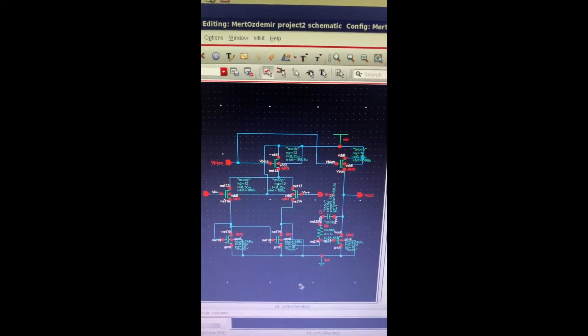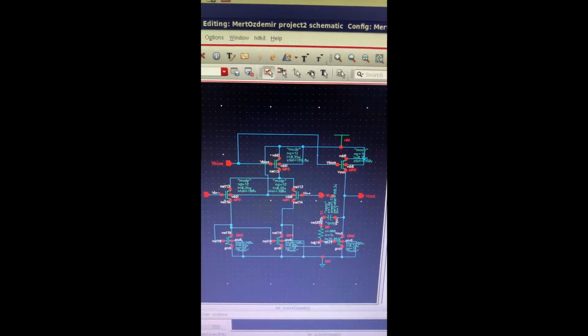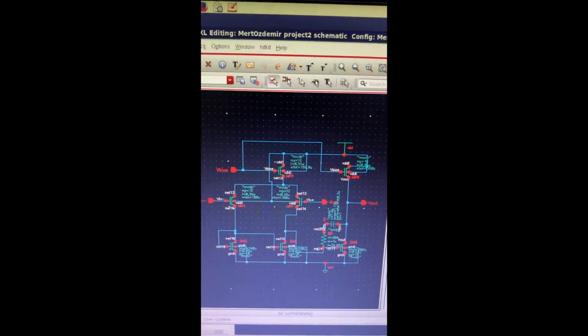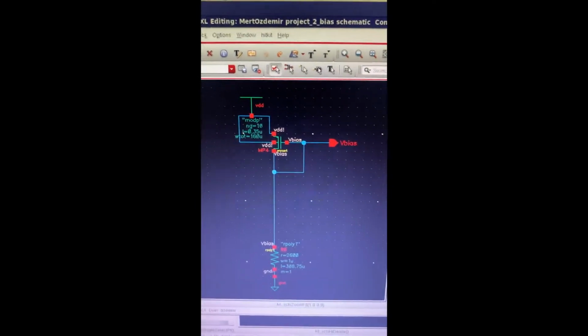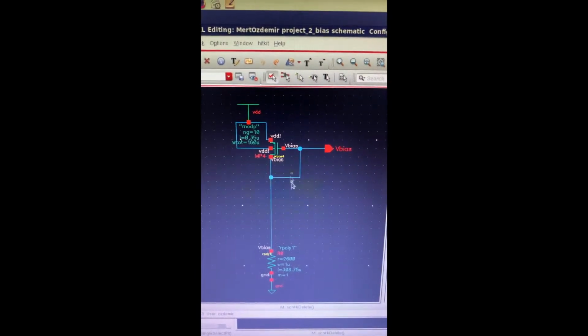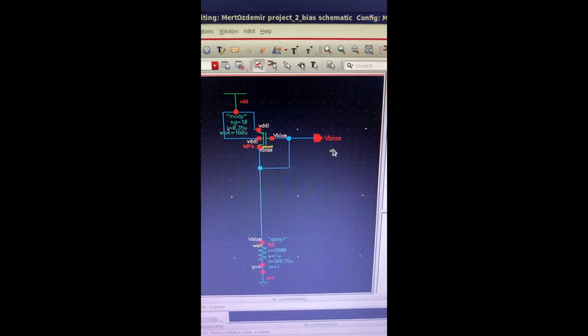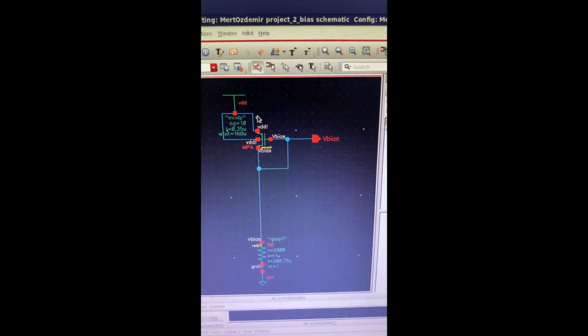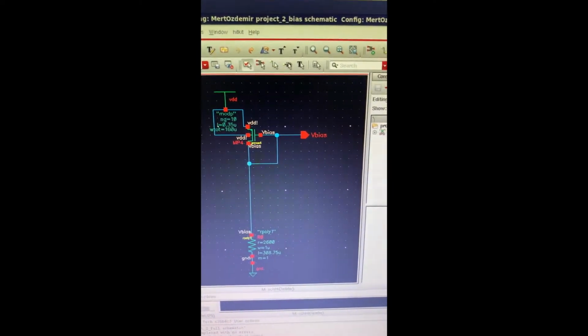So there are 4 of these components inside the chip, and they're driven by a single bias circuit in order to save space. And this is the bias circuit that I have. Inside the bias circuit there's 1 resistance and 1 transistor, and there is 1 bias output, and also this is fed by VDD and ground. So I'm gonna show the layouts of these components.